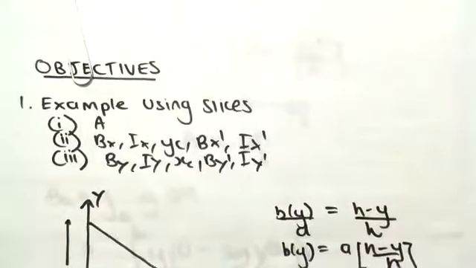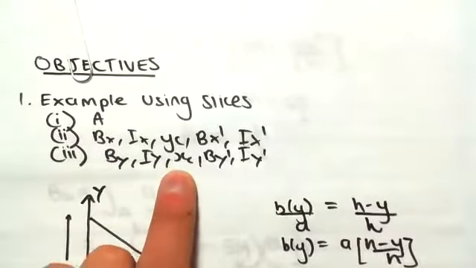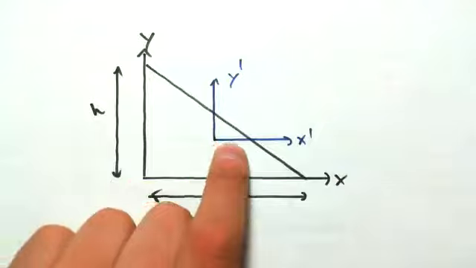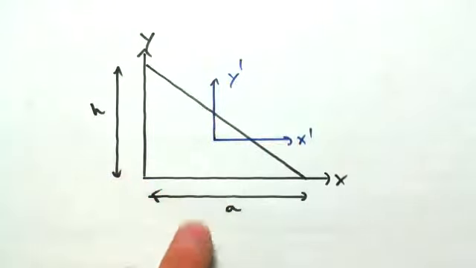Hey guys, I'm continuing straight on from the previous video. Our aim now is to find the centroidal distances x bar dash and I_y dash. So I've redrawn our problem and I've drawn some centroidal axes in.